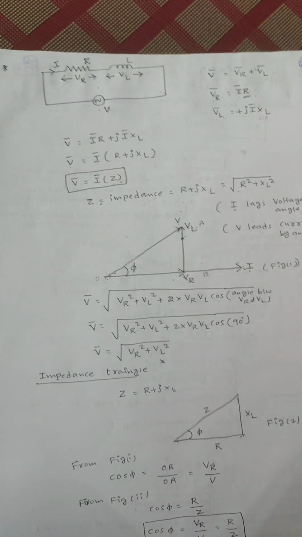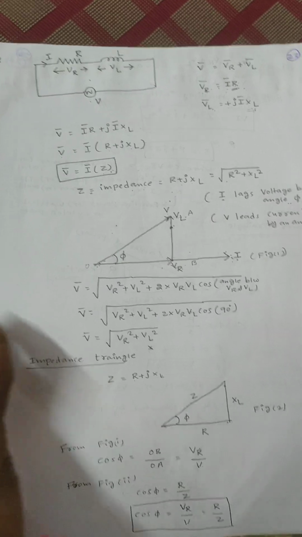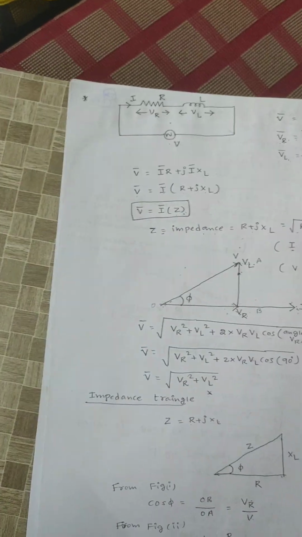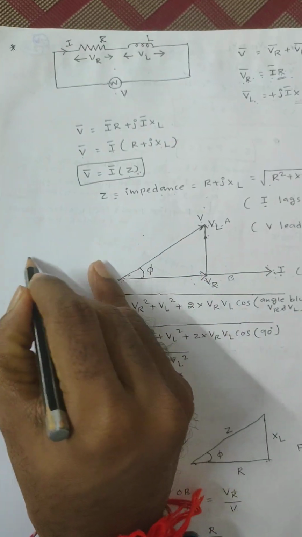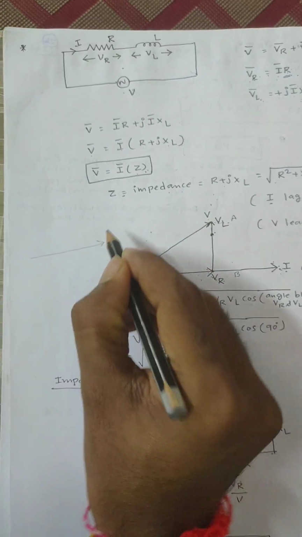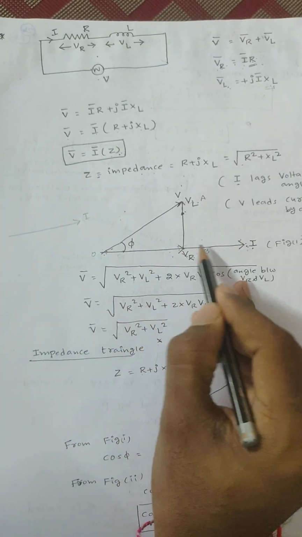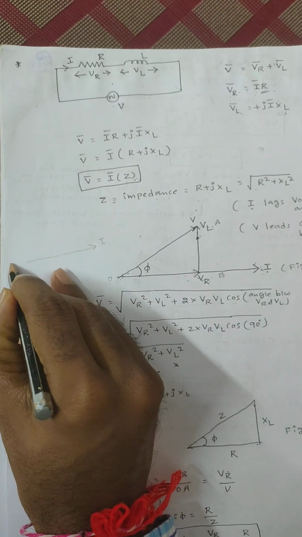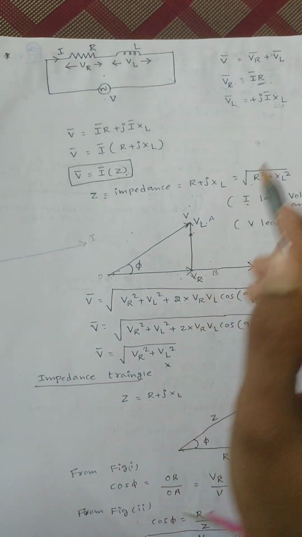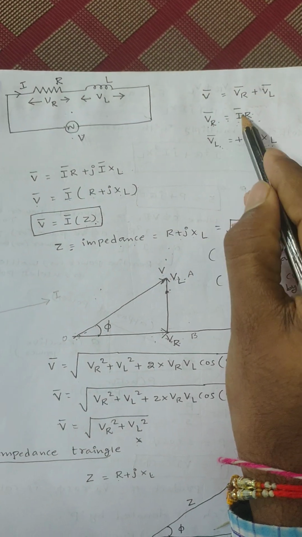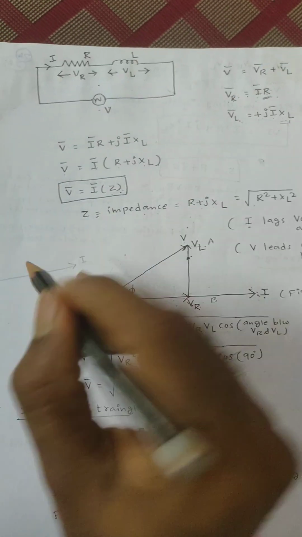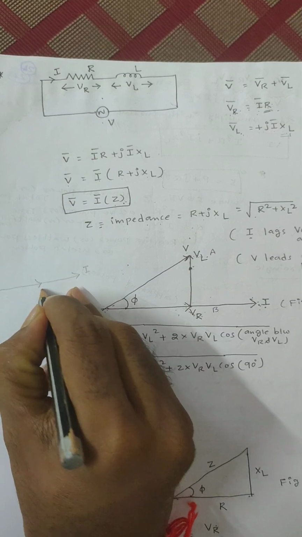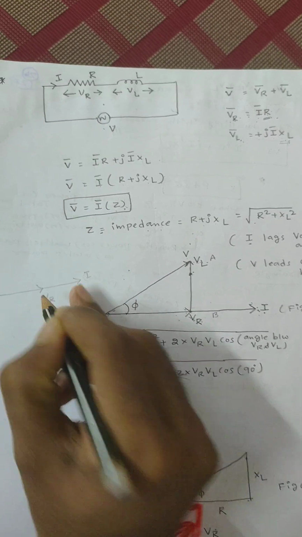After that I need to draw the phasor diagram. To draw the phasor diagram, just see here: in a series circuit the current is the same, right? Then I can take the current as reference, you can see here. After that, VR, the voltage across the resistor, is equal to I into R, right? In case of a resistor, voltage and current are both in phase. That means VR is in phase with the current.